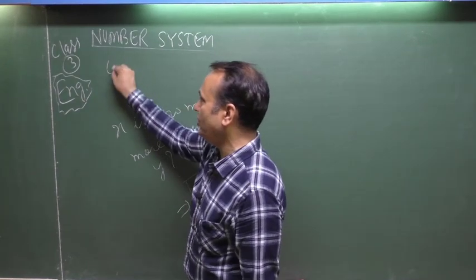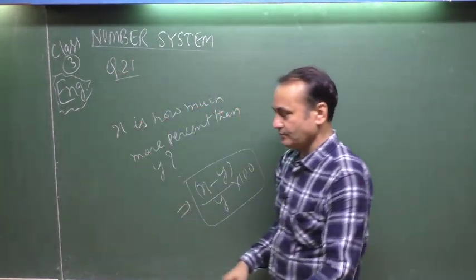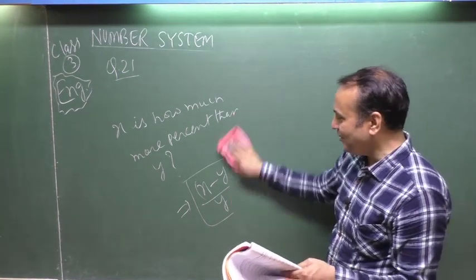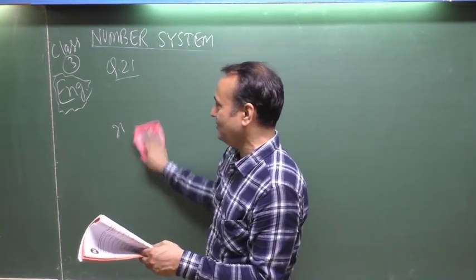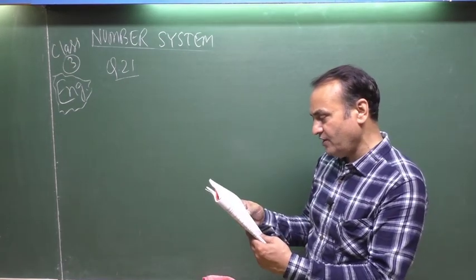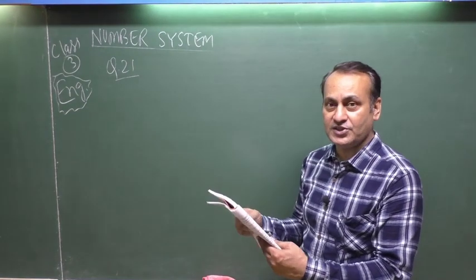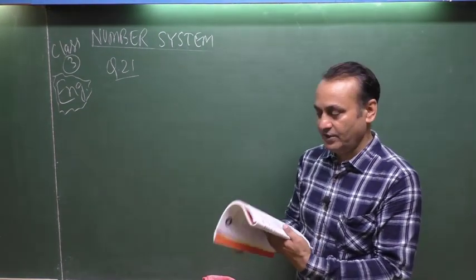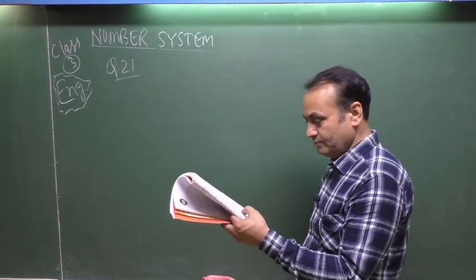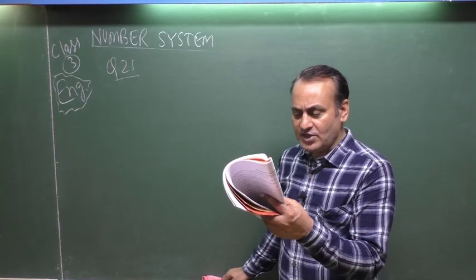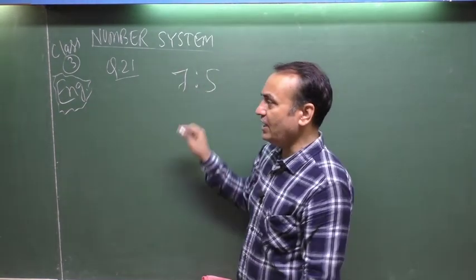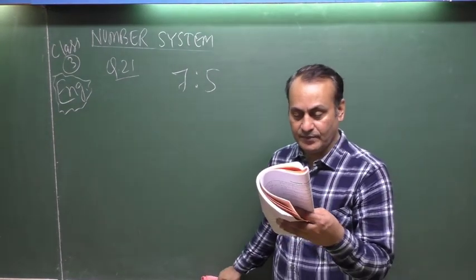Come to question number 21. See here. Now the pattern of the questions has totally changed here. From 21 onwards, up to question number 26, the same pattern will be maintained. Okay, question number 21. Two numbers are in the ratio 7:5.